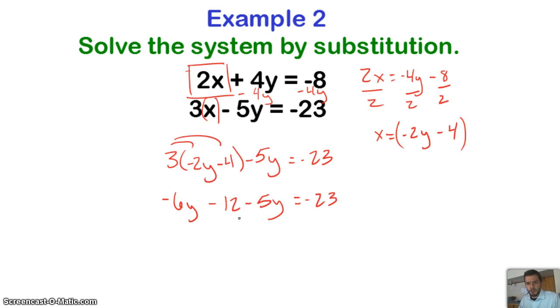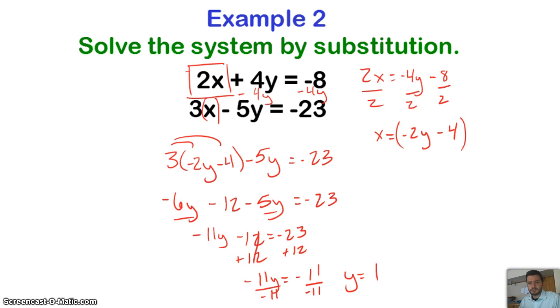When we go ahead and work this out, it'll be negative 11y. Again, combine your like terms. Minus 12 equals negative 23. Add 12. So negative 11y equals negative 11. Divide. So y equals 1.